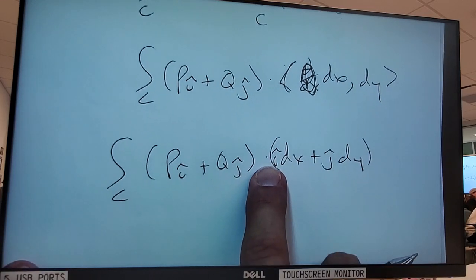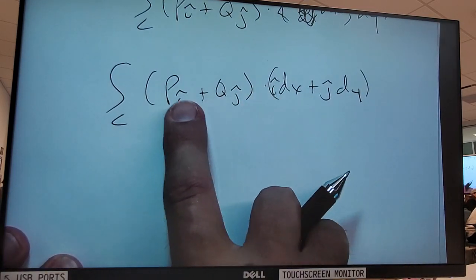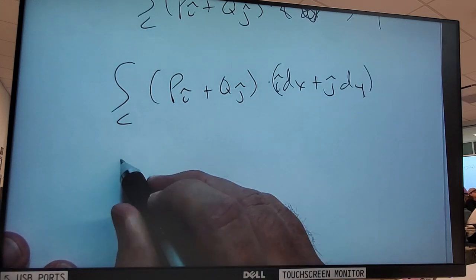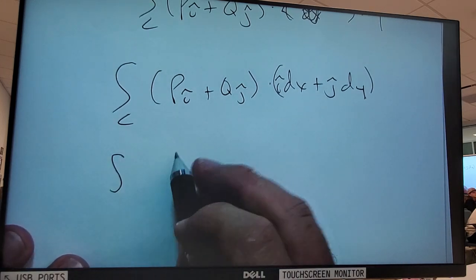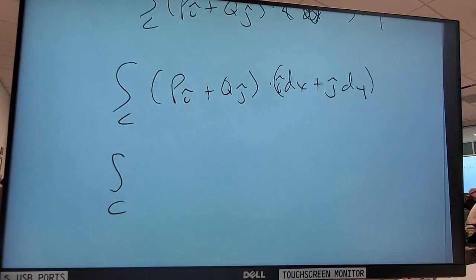How does a dot product work? What's i dot i? Well, no, come on, no. 0. How does a dot product work? It'll be 0 if the 2 things I'm dotting are perpendicular or orthogonal. Is i orthogonal to i? No, of course not.